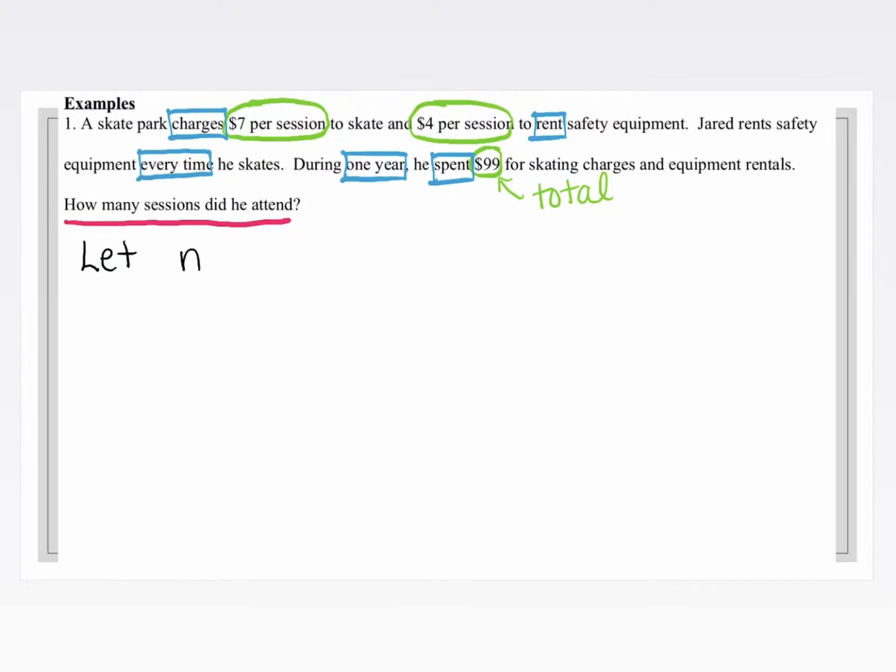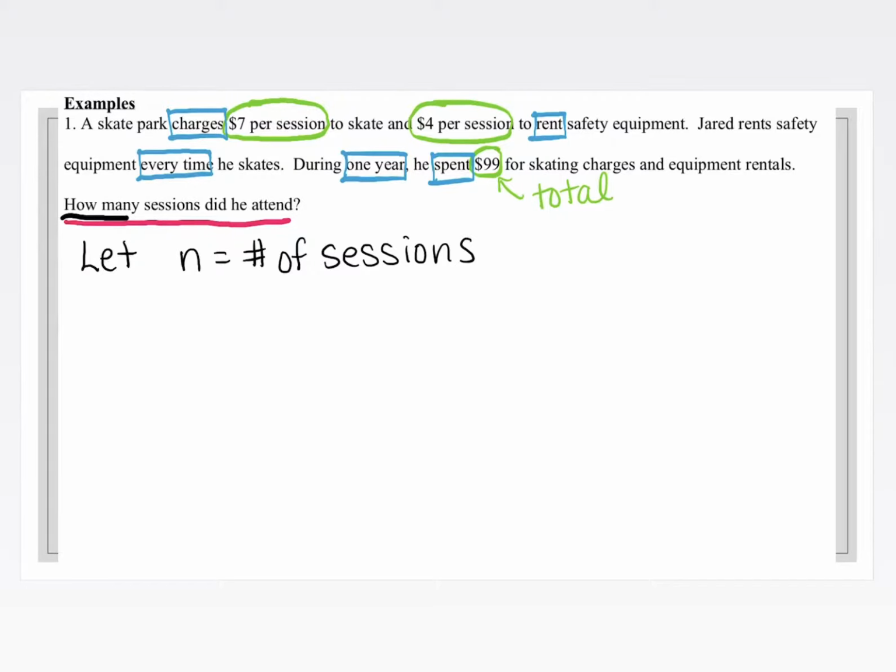Let's let n equal the number of sessions that Jared skates, because that's what the question is specifically asking. We want how many. So we're going to have n represent the number, how many. Then what we're going to do is try to write an equation that uses that variable.